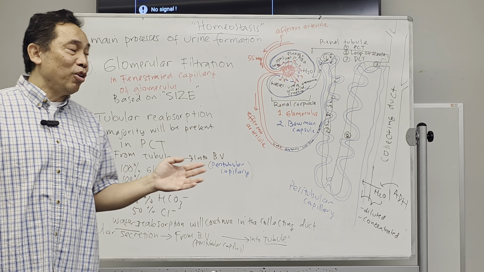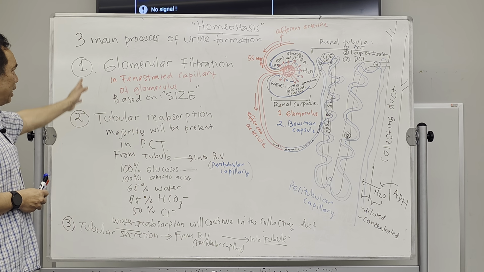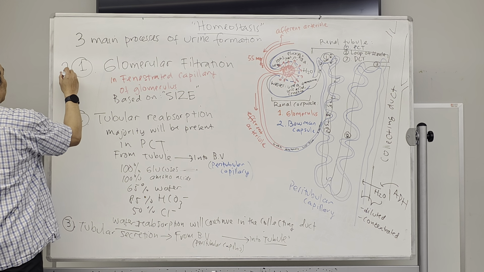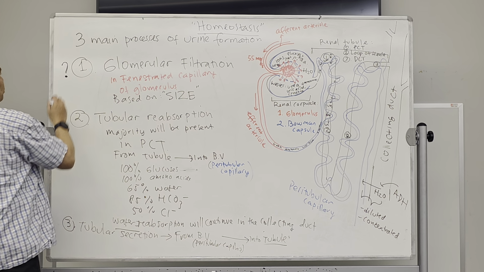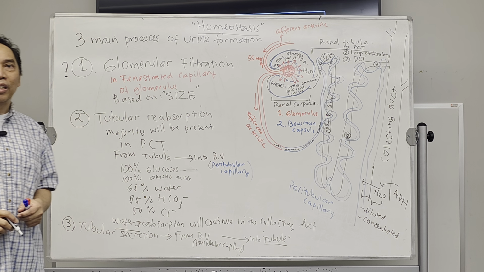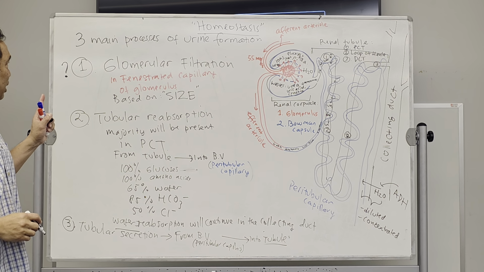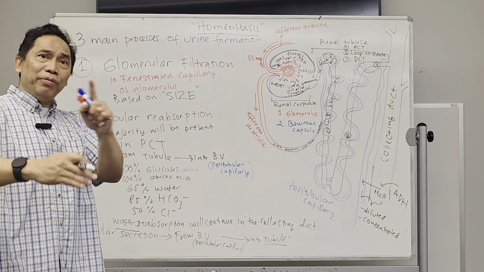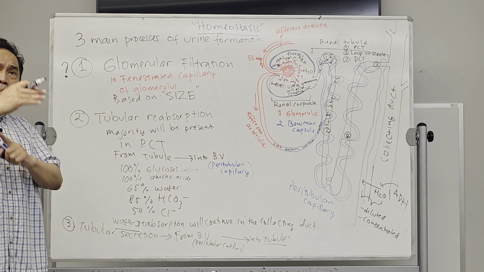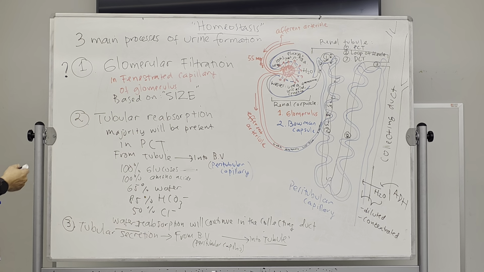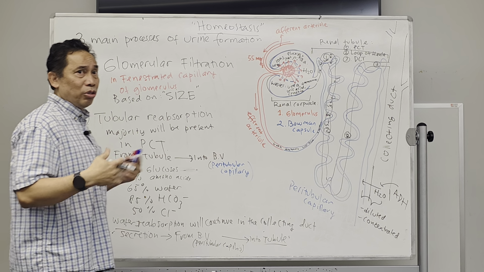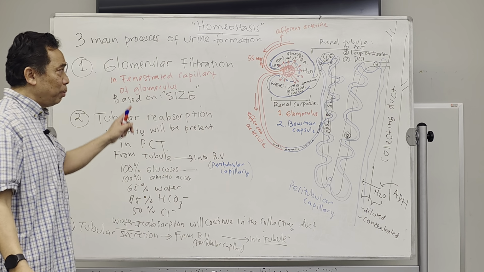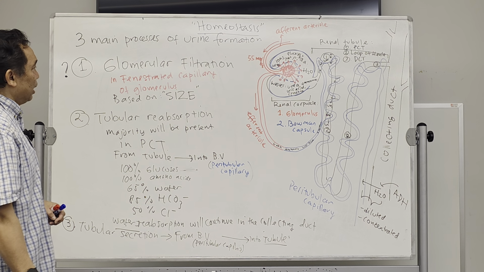Therefore, our body will control this, especially the first process, which is really important to control. So glomerular filtration is the process that will be controlled in order to have normal urine and normal filtration. There are several controls that our body performs to maintain this homeostasis.